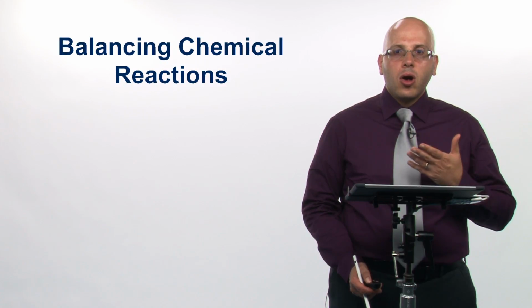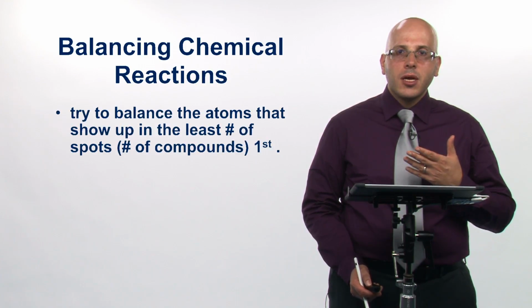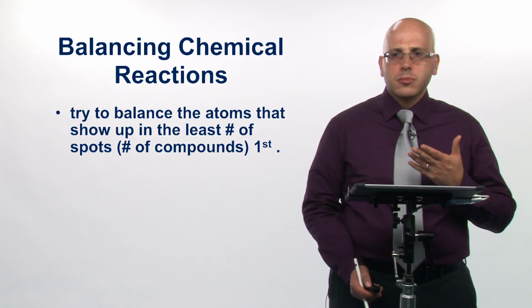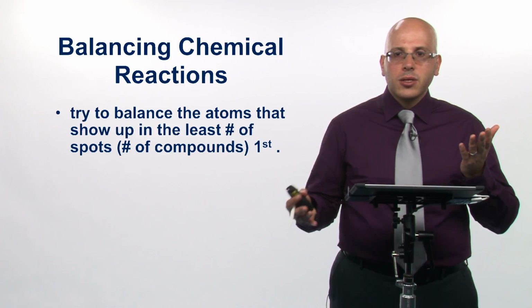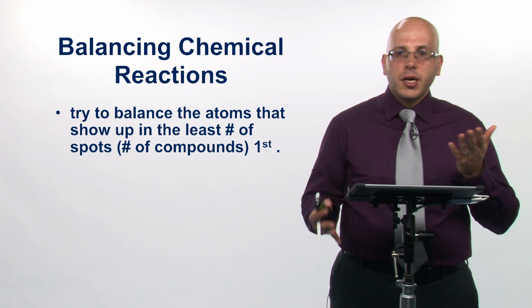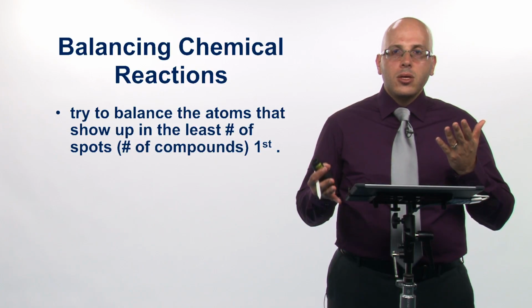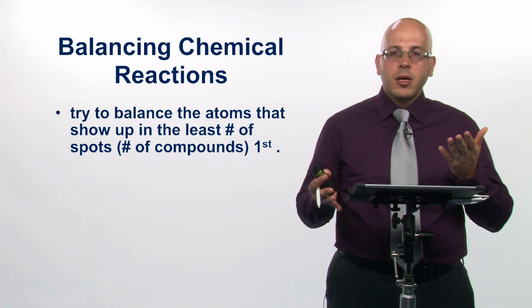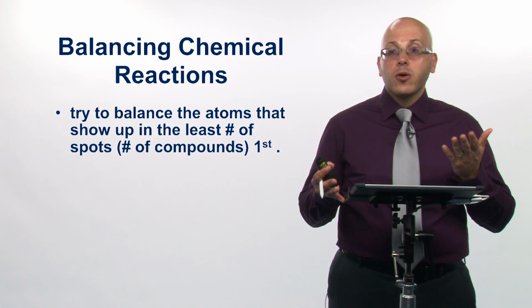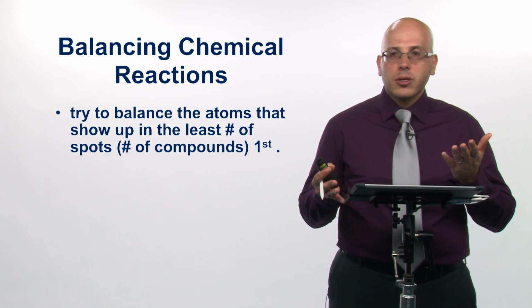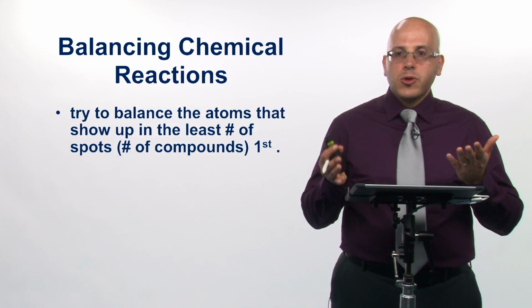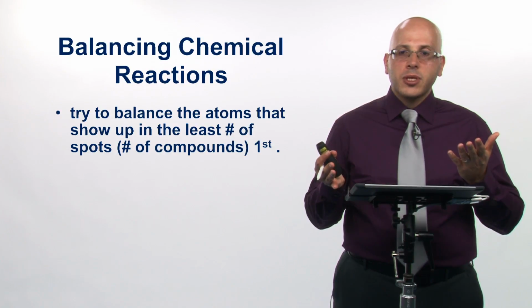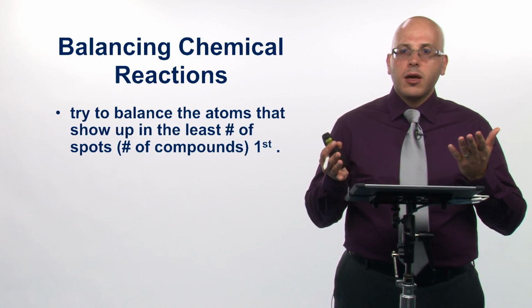Okay? However you balance them, the important thing is that all of the atom types have to be balanced, meaning that the numbers of each type of atom have to be exactly the same on the left side and on the right side, which is really just conservation of mass. Okay? You can't change the formulas of anything, but what you can do is use different coefficients in front to make things work. Okay? As a good rule of thumb, try to balance the compounds or the atoms that show up in the least number of spots first.